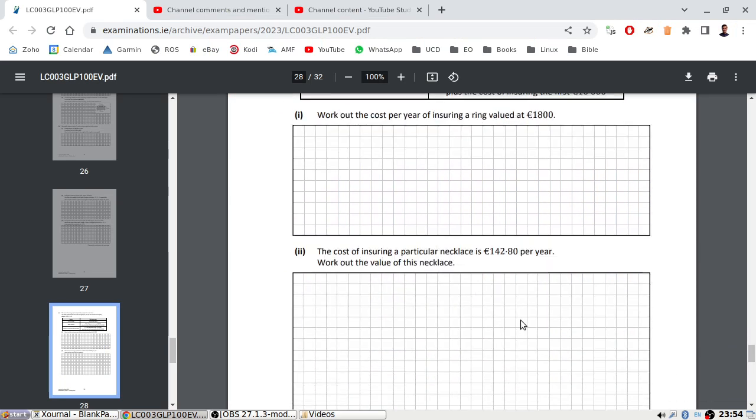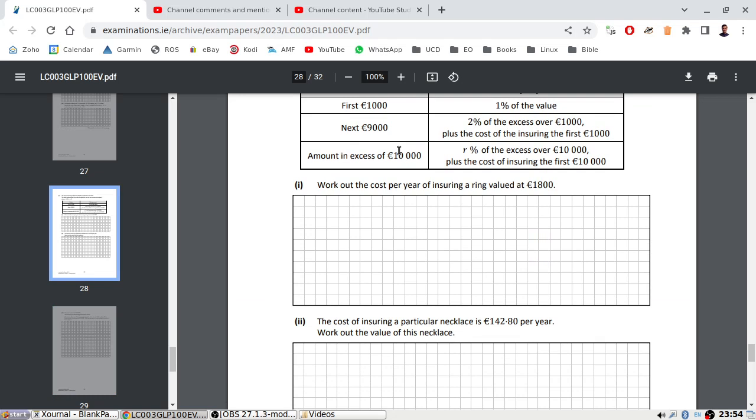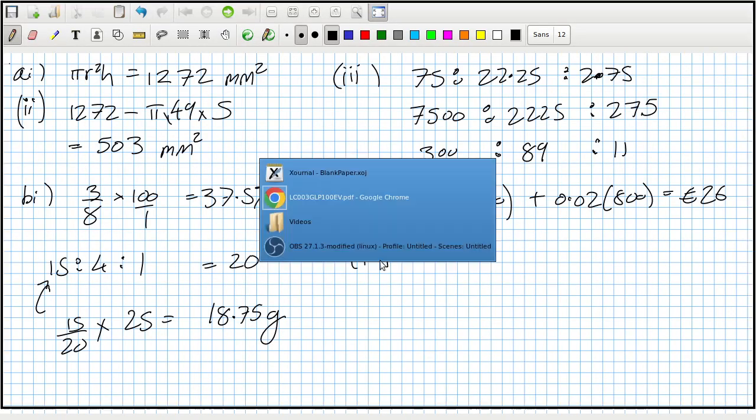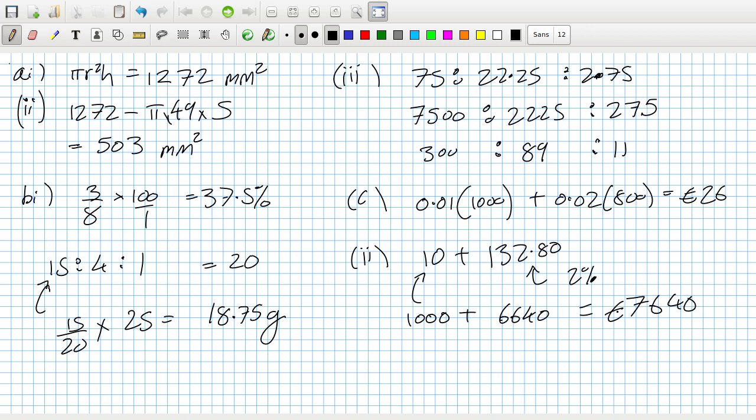The cost of insuring a particular necklace is 142.80 per year. Work out the value of this necklace. Okay. What's 2% of 9,000? That's 180. So it's not quite in the next bracket. It's still in the first two. So it's 10 plus 132.80. And that 132.80 is 2%. So if I divide that by 2 and multiply by 100, that's 6640 originally, and this one was off of an original 1000. So I think it's 7640 is what I'm getting here.